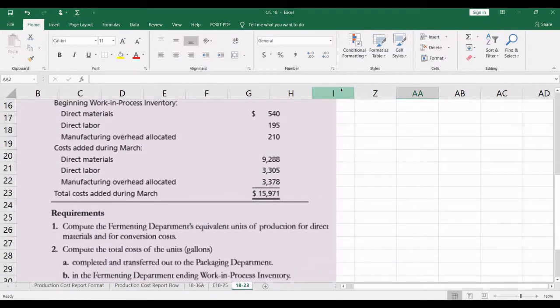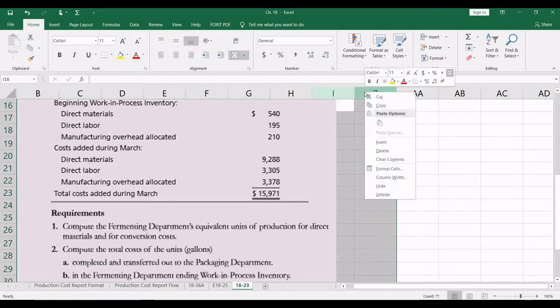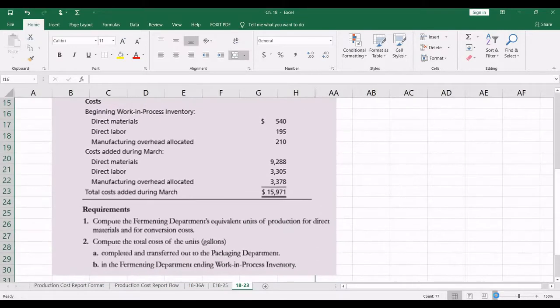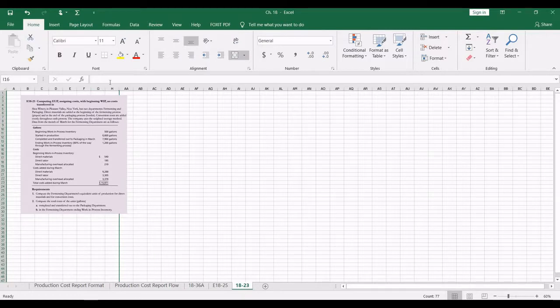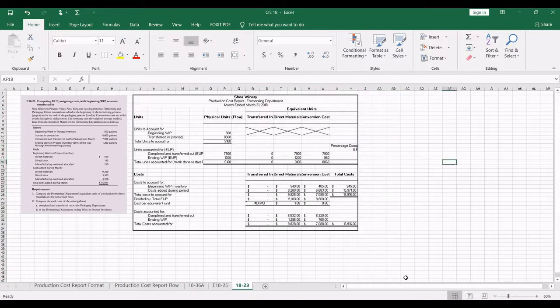So here I have the answer already prepared. It's hidden. So let's just unhide it real quick to see what we're looking at. Try not to focus on the answers. Just look at the format so that way we have an idea of what it's going to look like when we finish. So let's zoom out. It looks like it's still hidden. Let's click on unhide. And there's the worksheet.